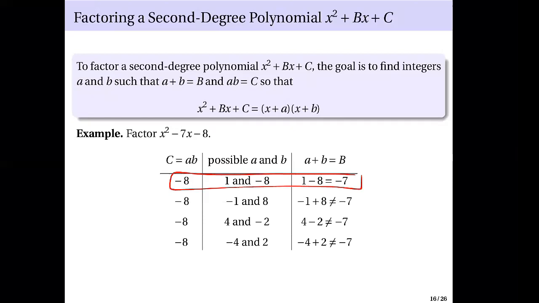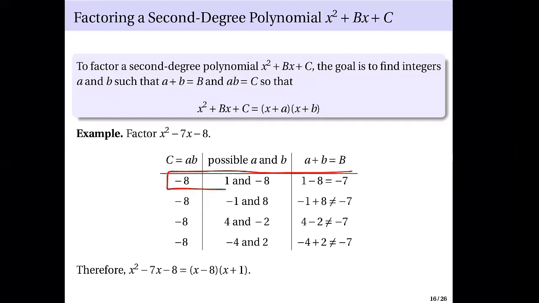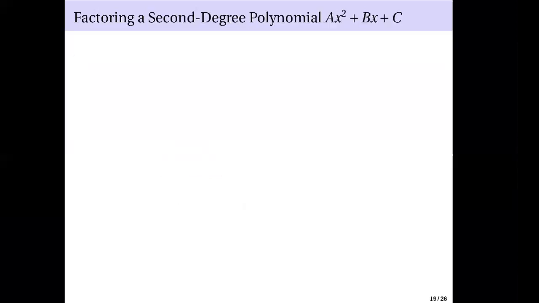And therefore, we can factor x squared minus 7x minus 8 into x minus 8 times x plus 1. Okay? So we now look at a second degree polynomial of a different form.